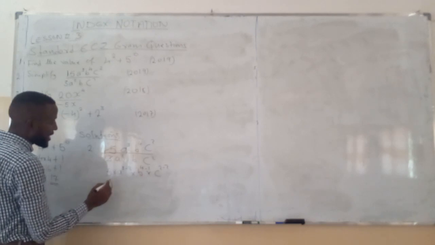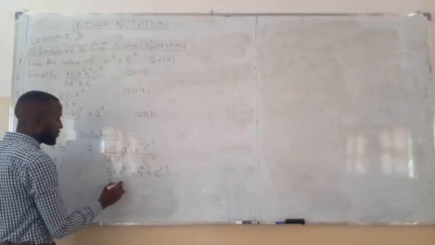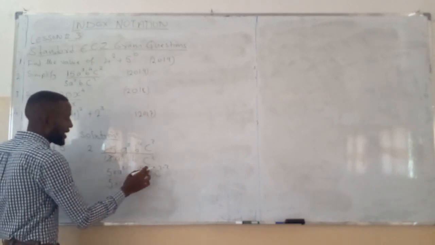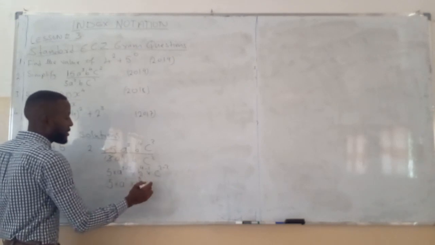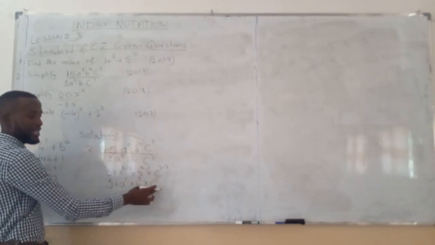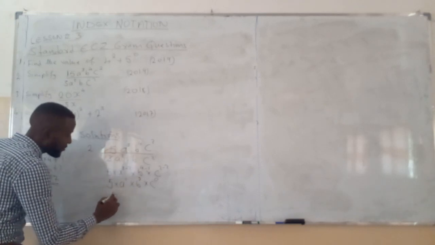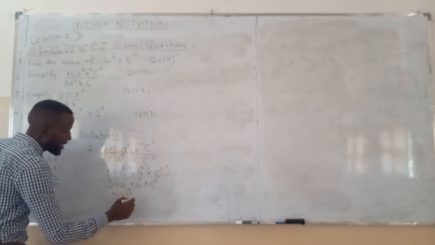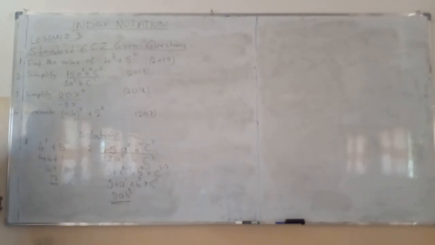So it will be 5 there, times, of course we maintain the times, a to the power 3 minus 2, we have a to the power 1, times b to the power 4 minus 1, we have b to the power 3, times c, we maintain c, 2 minus 2, we have 0 there. Now we can simplify any number raised to power 0, it is 1, any letter or variable. So we have 5, a, b to the power 3, and this one is just going to be 1. So this will be our final answer like that.